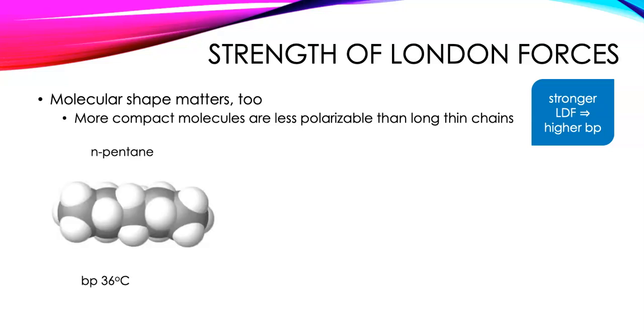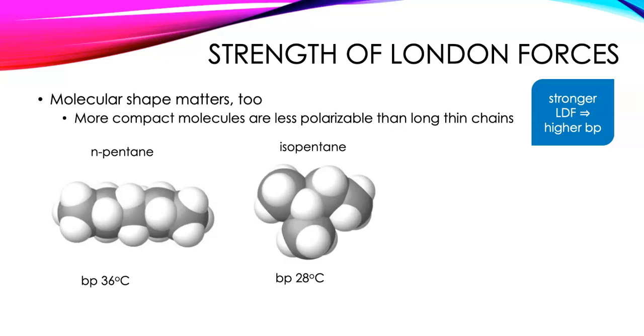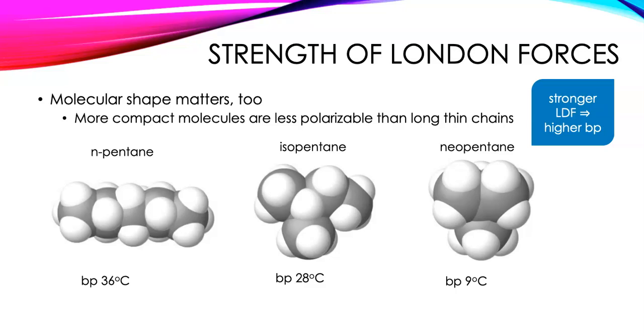So if we look at n-pentane, which is C5H12, n meaning all the carbon atoms are in a chain, it's got a boiling point of 36 degrees. If we look at isopentane, which is also C5H12, but a slightly different structure, its boiling point is lower. And if we look at neopentane, which is also C5H12, but it's an almost spherical molecule, its boiling point is down to 9. So these guys all have the same molar mass.